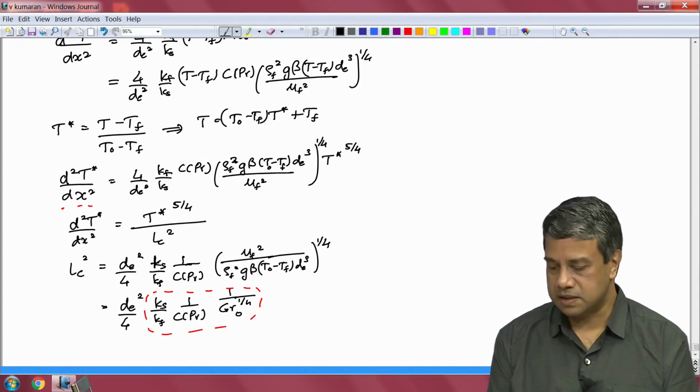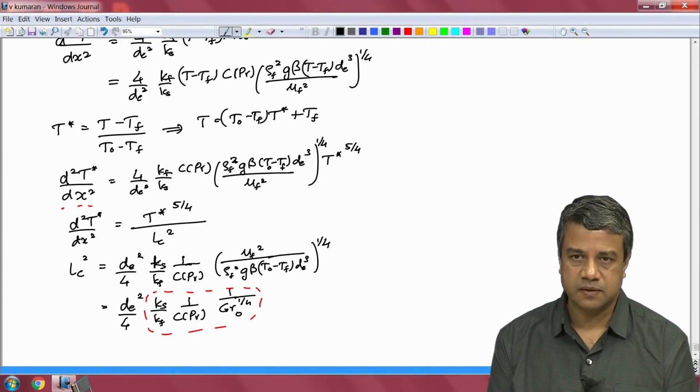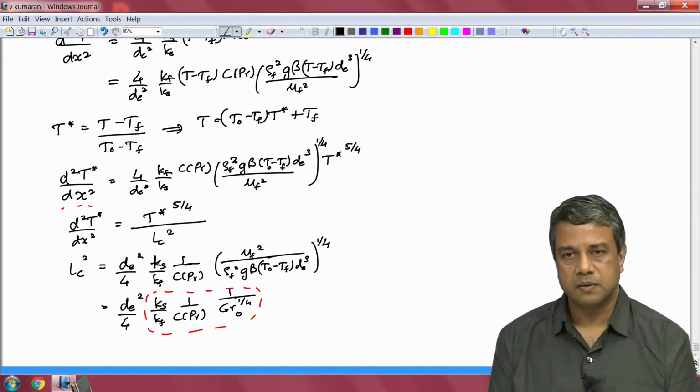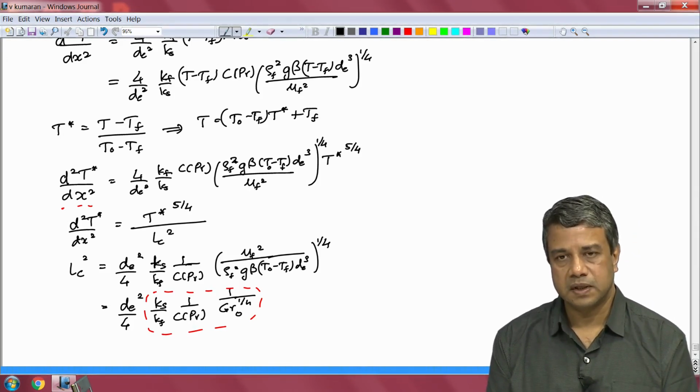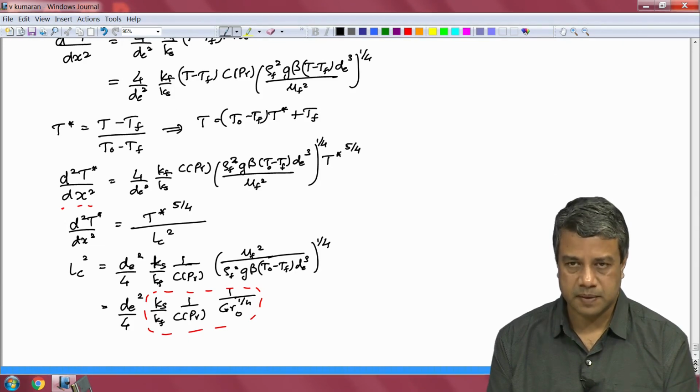We will examine this a little more briefly in the next lecture before we go on to another problem, which is the transport in a packed column. We will see that in the next lecture. I will see you then.